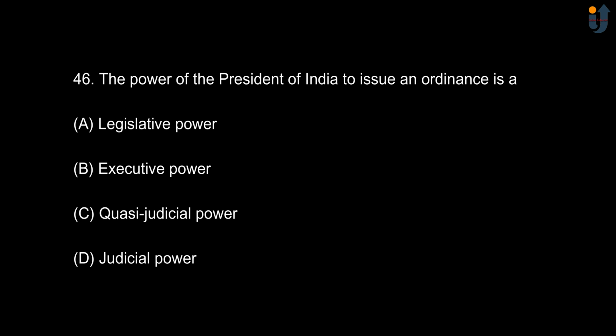Next, the power of the President of India to issue an ordinance is option A, legislative power. Option B, executive power. Option C, quasi-judicial power. And option D, judicial power. The correct option is option A, legislative power.